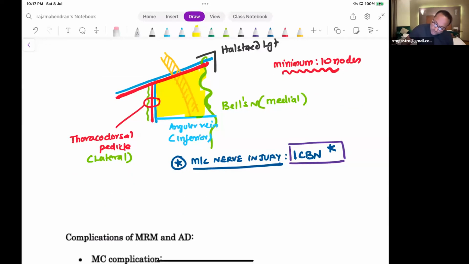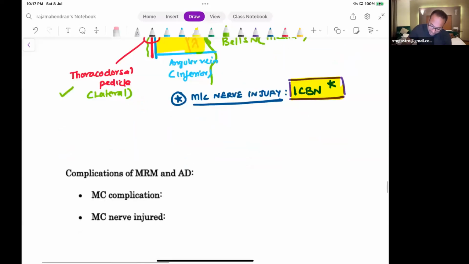Most common nerve injured is the intercostobrachial nerve. Yes, very rarely Bell's nerve can be injured. Thoracodorsal nerve can be injured. All these can happen. But don't forget the commonest nerve is the intercostobrachial nerve.